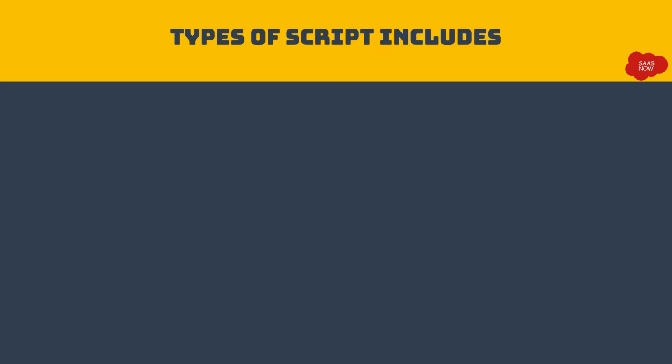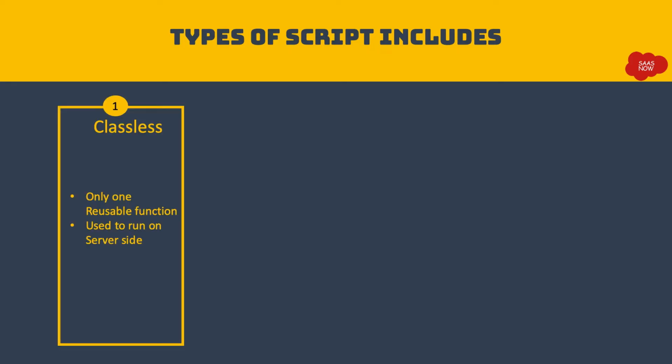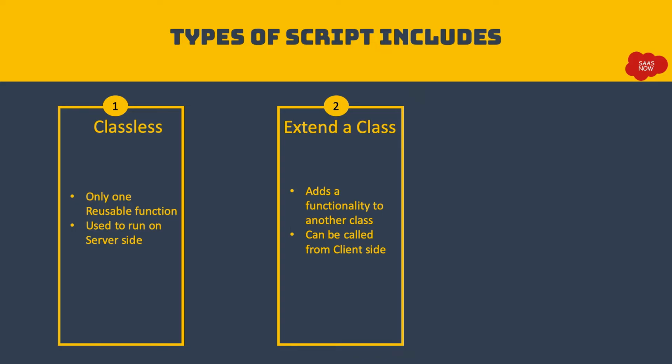Types of script includes. There are three types of script includes in ServiceNow. The first one is classless. In this type of script include, you create one function which you can call from another script, and you don't create any class. This basically runs on the server side. The second one is extending a class. In this type, you need to extend another class like AbstractAjaxProcessor, which is another script include, and you can extend it and call it from a client script.